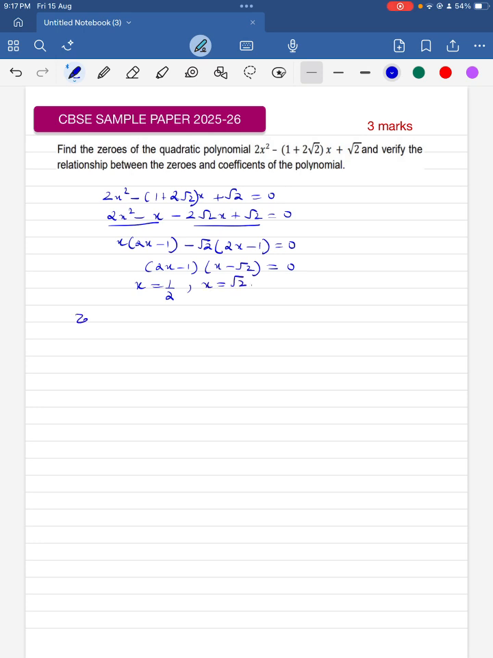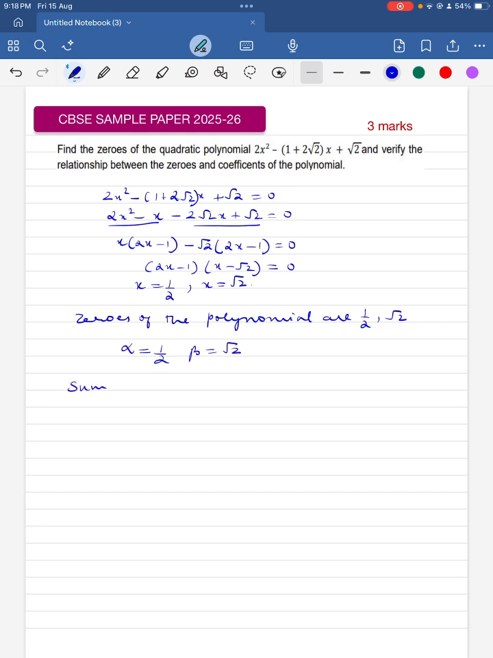Okay, so therefore the zeros of the polynomial are 1 by 2 and root 2. Okay, so let me take these as the values of alpha and beta, which are the roots of the polynomial or the zeros of the polynomial. I'm just taking alpha is equal to 1 by 2 and beta is equal to root 2.